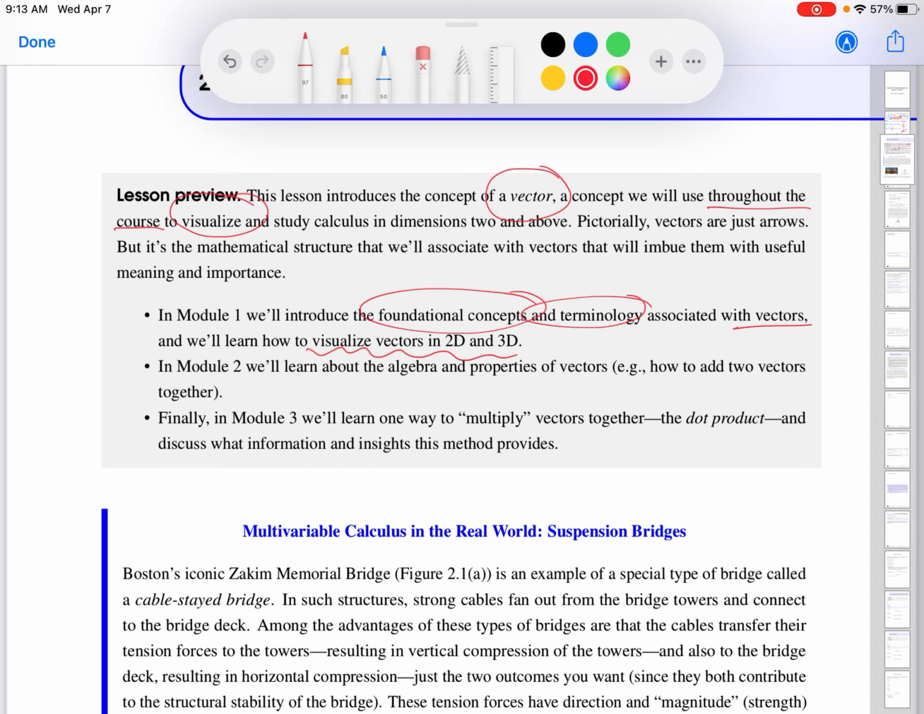Then we will talk about the algebra of vectors. How do we add vectors? How do we subtract vectors? Some of that arithmetic. And then finally, in Module 3, we'll learn how to multiply vectors together.